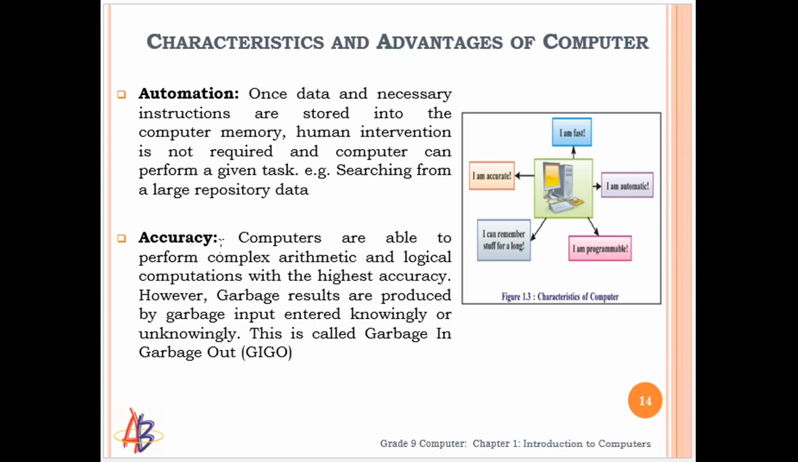Second thing is accuracy. Computers are able to perform complex arithmetic and logical computation, which we have already seen, with the highest accuracy. However, garbage results are produced by garbage input entered knowingly or unknowingly, and that is called garbage in, garbage out. That is important, and it can be asked in the exam as well. If the person gives input wrongly, knowingly or unknowingly, it can produce wrong output, and this process is called garbage in, garbage out. So you must remember this, GIGO.